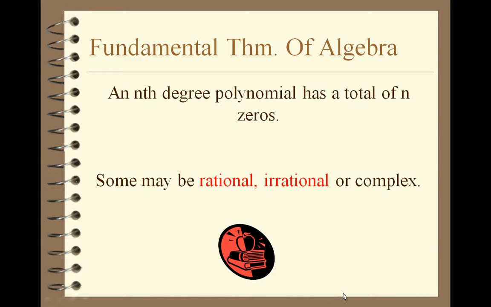I put rational and irrational in red to show you that you may see the word real, so I'm going to put real here. Rational and irrational refer to the real zeros, and sometimes you're going to have complex zeros, which of course may involve the letter i.